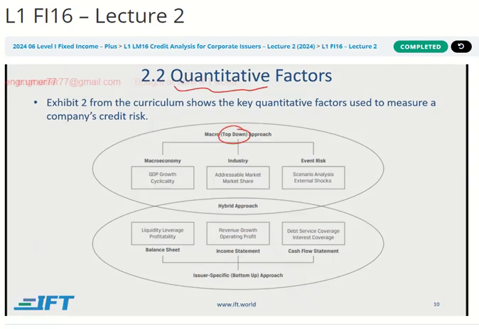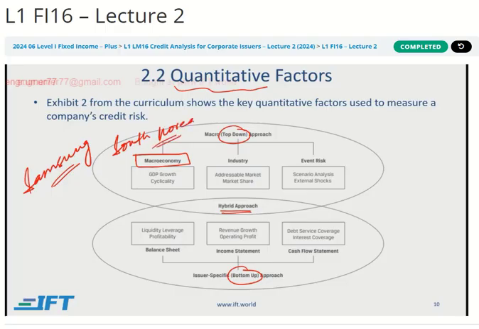is do a top-down approach or a bottom-up approach, or you could combine the two and do a hybrid approach. Now, a top-down approach will start with a macroeconomic analysis. So let's say if we were talking about Samsung and we were thinking of buying some bonds issued by Samsung, we would probably start off with a macroeconomic analysis of South Korea, maybe a macroeconomic analysis of the entire global economy because Samsung sells its products almost everywhere.